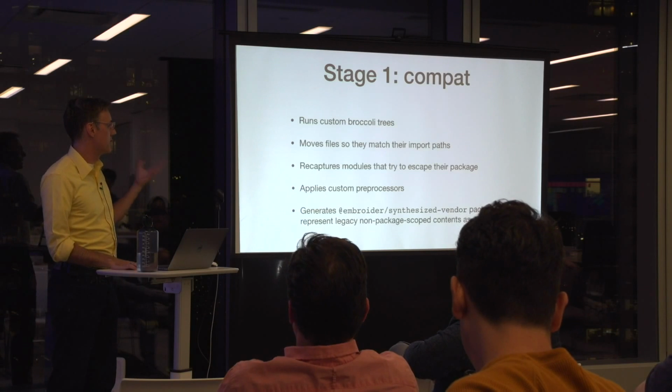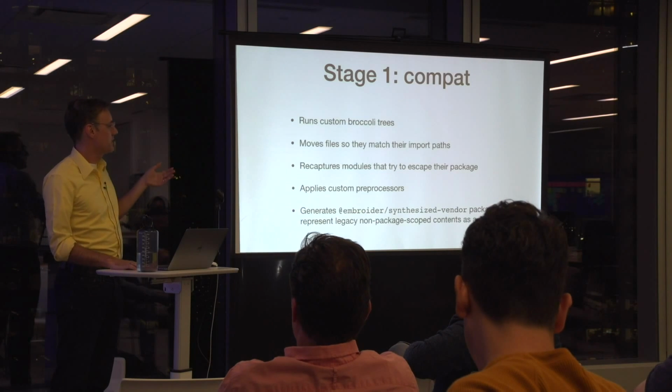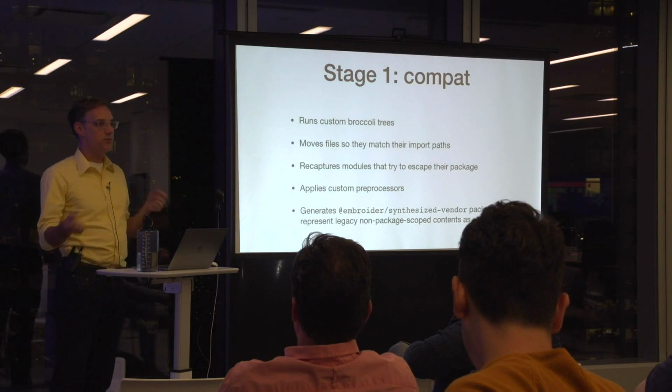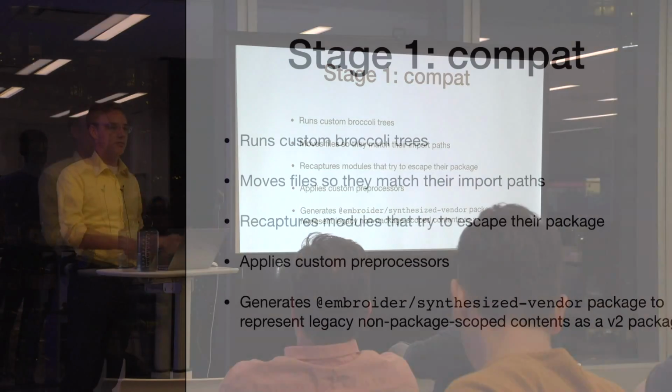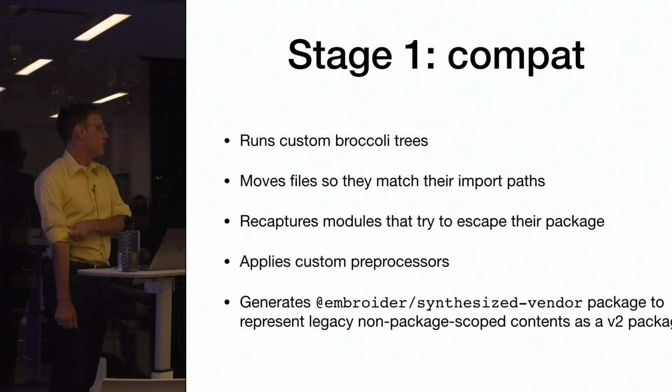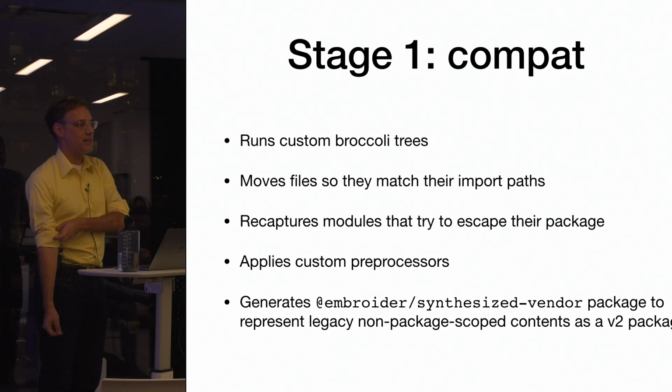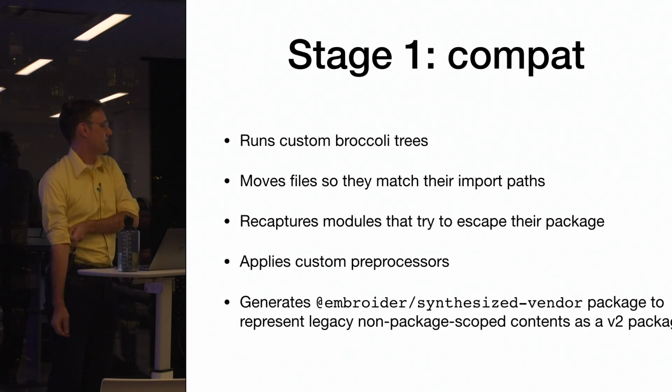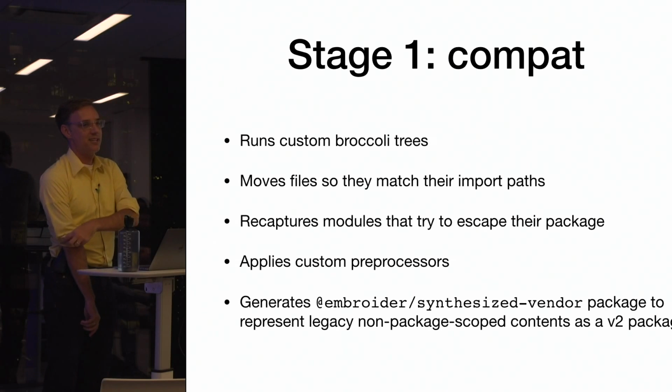So I'll talk a little bit about what the stages do in terms of examples of the things they do. In the compat stage, custom Broccoli transformations run. Files get moved around so that their import paths actually match where they live on disk. We recapture modules that try to escape their package. There's at least 5 ways that modules try to escape their packages in Ember add-ons, and I keep finding more.